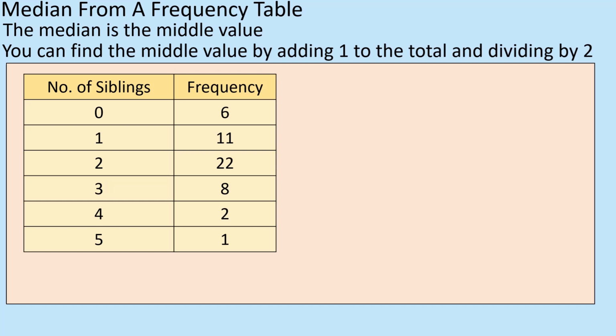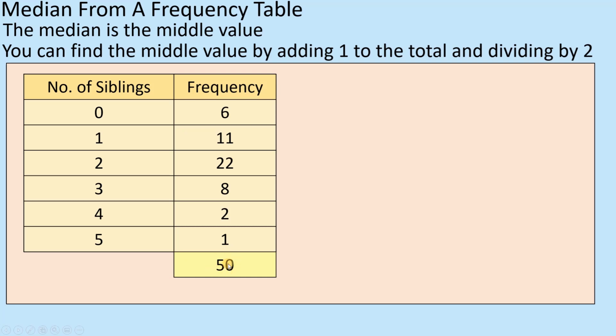So how do I find the one that's in the middle? All right, so when I'm looking at the one in the middle, again, if I was going to write them all out, I'd have six 0s, 11 ones following that, 22 twos following that, and so on and so on, and I'd have to try and find the one in the middle. But there's a bit of a quicker way of doing it.